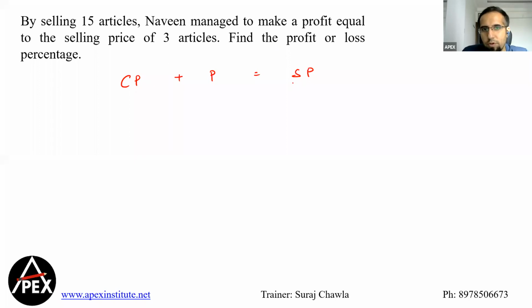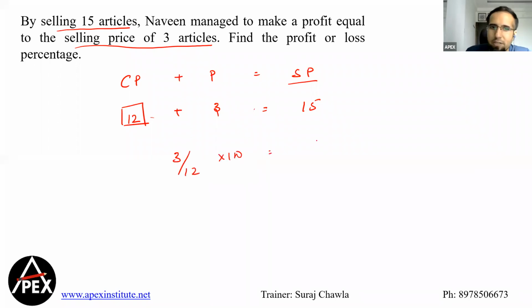Now, let me assume the selling price of each article is equal to 1 rupee. So can I say the selling price of 15 articles will be equal to 15 rupees? If the selling price of one article is 1 rupee, can I say the profit of 3 articles is 3 rupees? Now what plus 3 is equal to 15, guys? So can I say 12 plus 3 is equal to 15? So profit percentage is profit by CP into 100, which is going to be how much, guys? 25% profit.